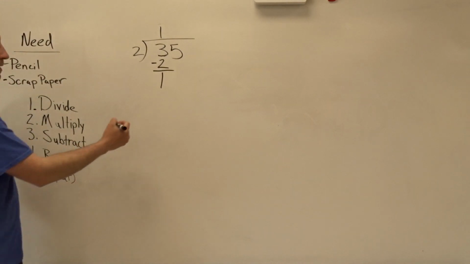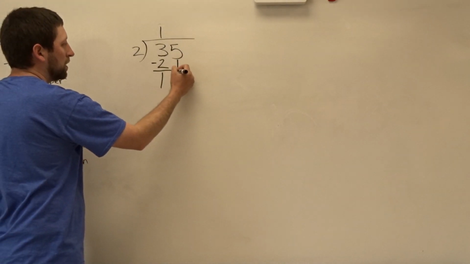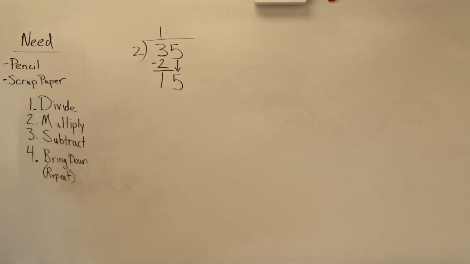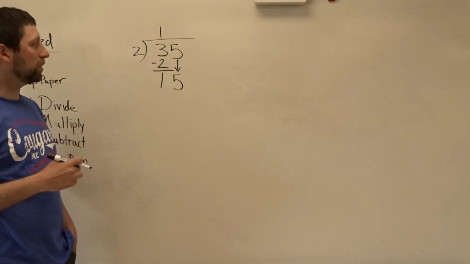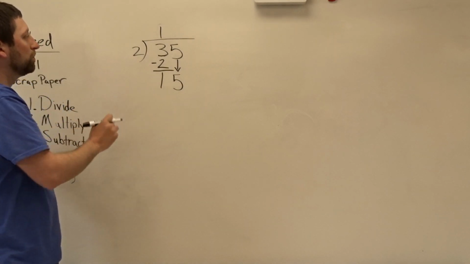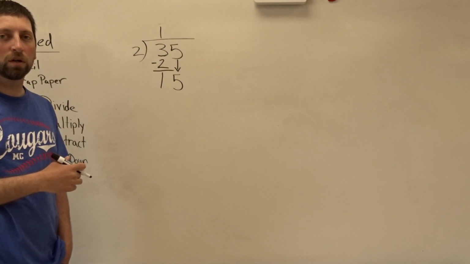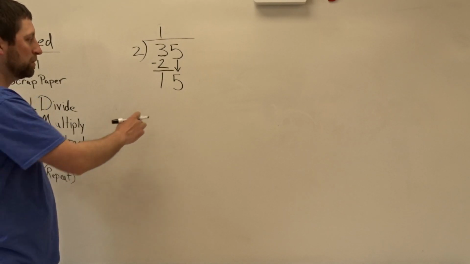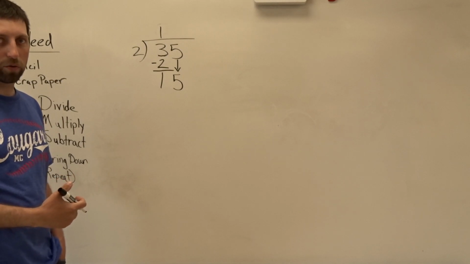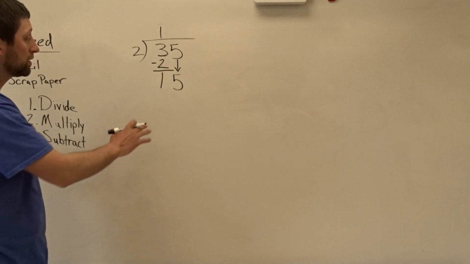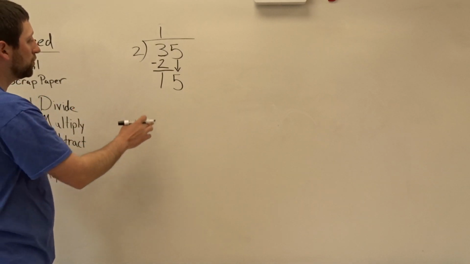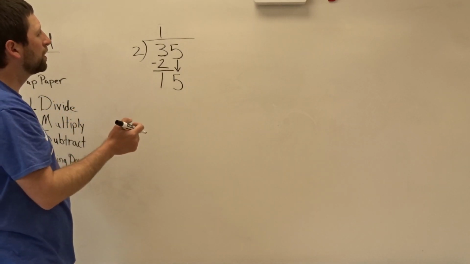Fourth step, bring down. Now we have 15 divided by 2. I already know that this won't work because 15 is an odd number, and if we're dividing by 2, for that to work out, it has to be an even number here. Well, that's okay. It doesn't have to work out where we get to 0. We're going to get as close to 15 as we can by dividing by 2. So 15 divided by 2.